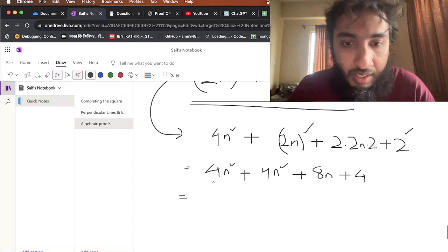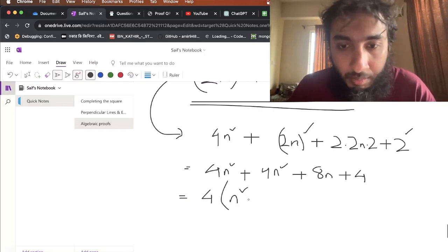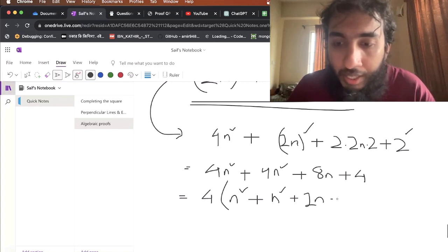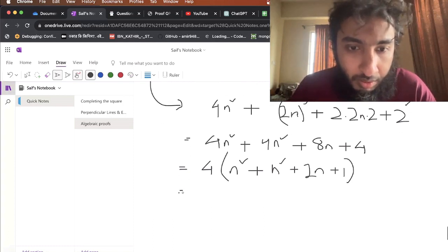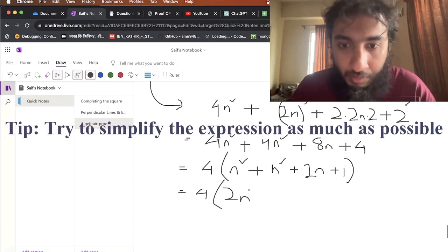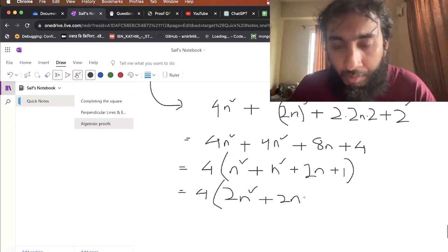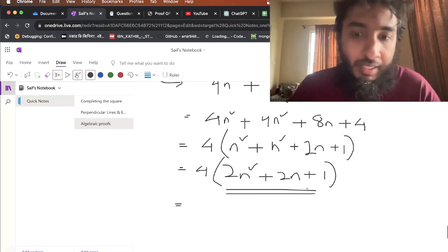So as you can see, there is 4, 4, 8 and 4. So you can use 4 as a common term. So what is the expression? N square plus n square plus twice n plus 1, or can be simplified more as 4 multiplied by twice n square plus twice n plus 1. We can use it in a formula or keep it like this.